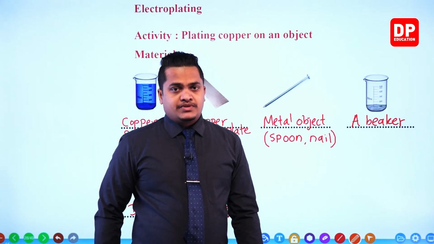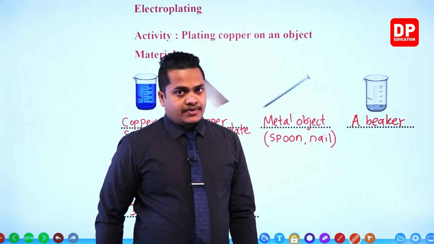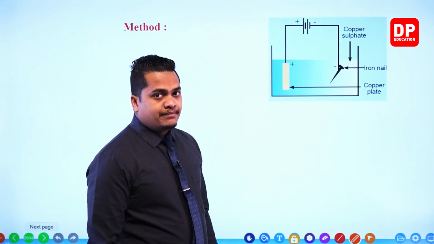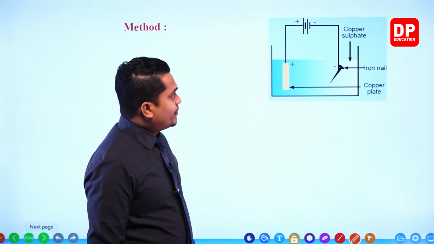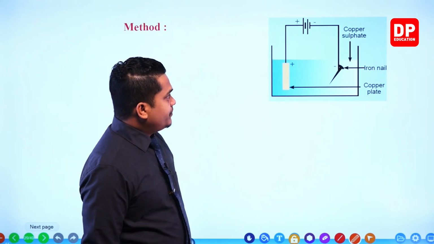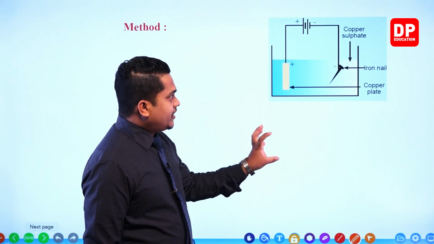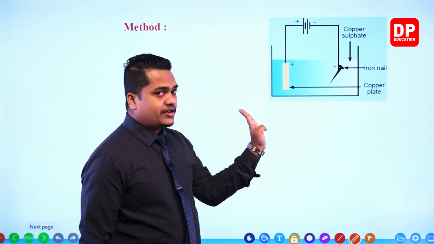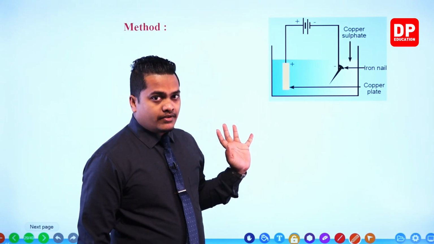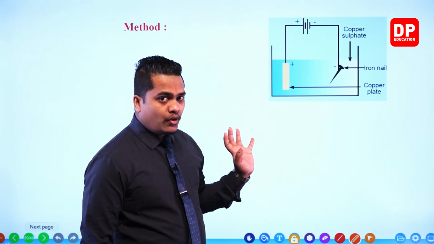So now let's head on to observe our method of doing the experiment. Once again, a figure is given. It's very simple. You have to pour the copper sulfate solution into the beaker. Then, by using the connecting wires, you have to connect the object to the negative terminal of the dry cell. It's very important to connect the object to the negative terminal.